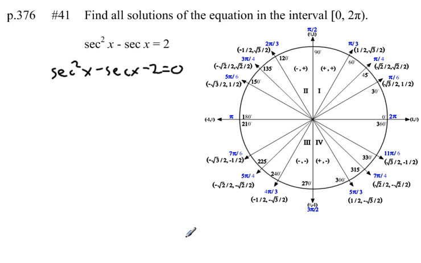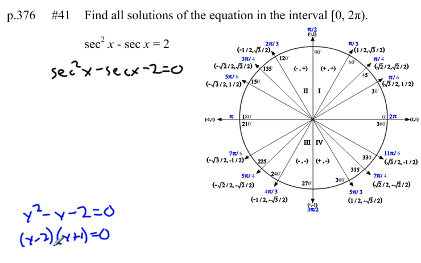Now, if you're ever a little stuck on how to factor something like this, just over on the side, get a little room to work here and rewrite this in terms of some other variable. Like we can say y squared minus y minus 2 equals 0. And we can factor this as y minus 2 times y plus 1 equals 0. Then we can solve each of these for y, set them equal to 0, and solve.